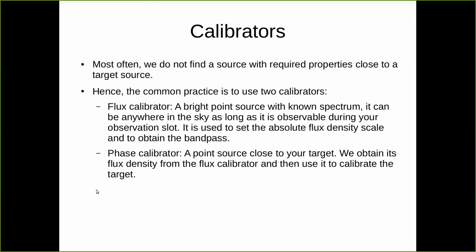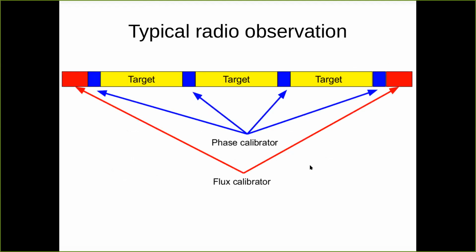The idea is that you will calibrate this source using the flux calibrator, and then you will transfer this calibration solution from the phase calibrator to your target. And this is the typical radio observation. You observe a flux calibrator first, followed by a phase calibrator, then your target for a longer time, then again the phase calibrator, and so on.